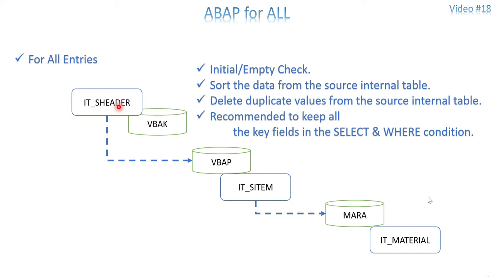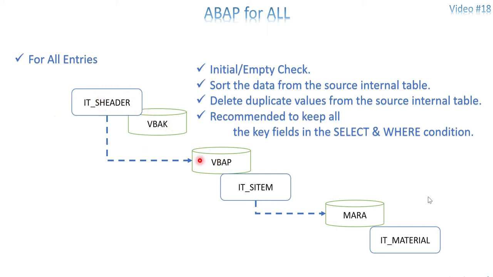from VBAK based on the business user input. So what happens? My internal table is empty. Now, without further checking whether your internal table is empty, you are passing the information to VBAP and trying to find the data from the VBAP table. What happens if the internal table is empty?